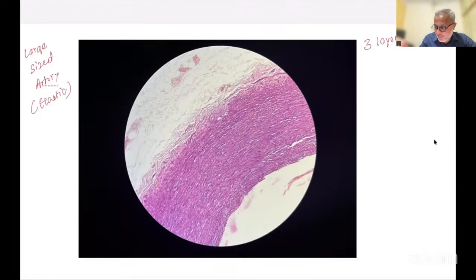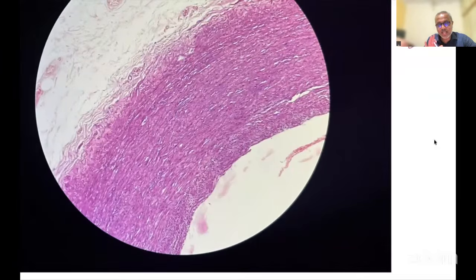And what are they? One is tunica intima, right? The second one is tunica media, and the third one is tunica adventitia. So these are the three layers of any blood vessel. Let it be an artery, let it be a vein, a large sized artery, a medium sized artery, anything, right? Now, let's talk about each of the layers. First, let's talk about the first layer, which is the tunica intima, right?